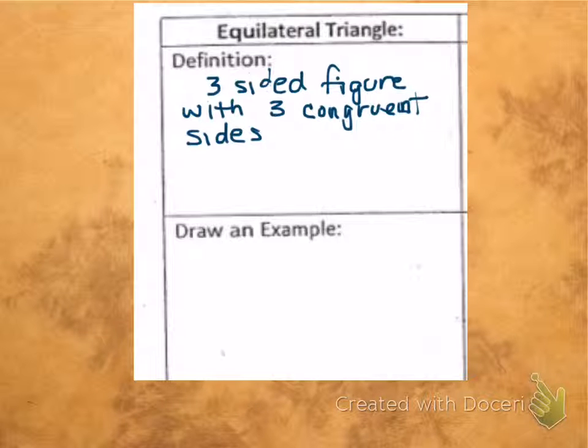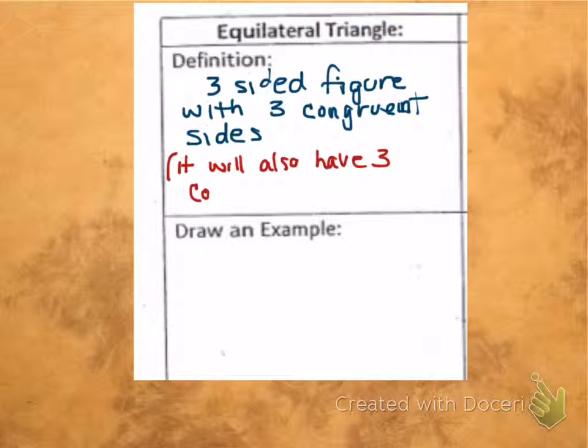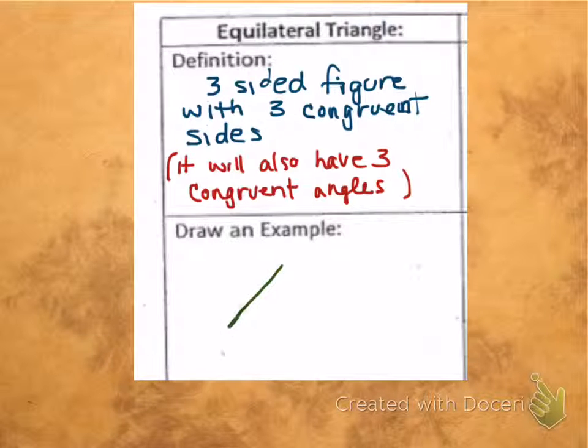Now, not exactly part of the definition, but if it has three congruent sides, it will also have three congruent angles. So we can draw an example of that. And we just want to draw kind of a little triangle that looks like it has all three sides the same and all three angles the same.